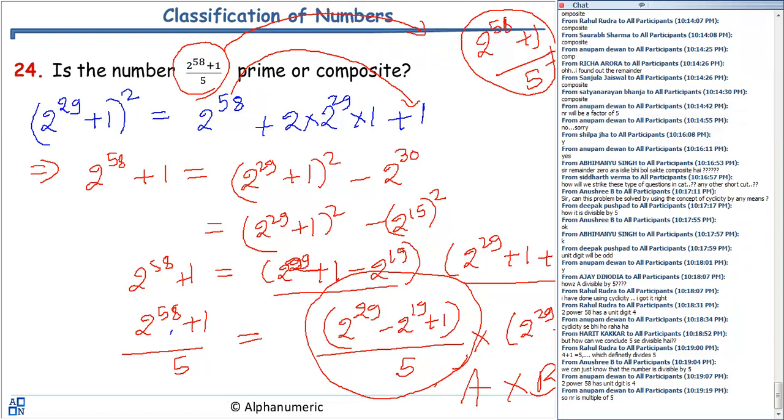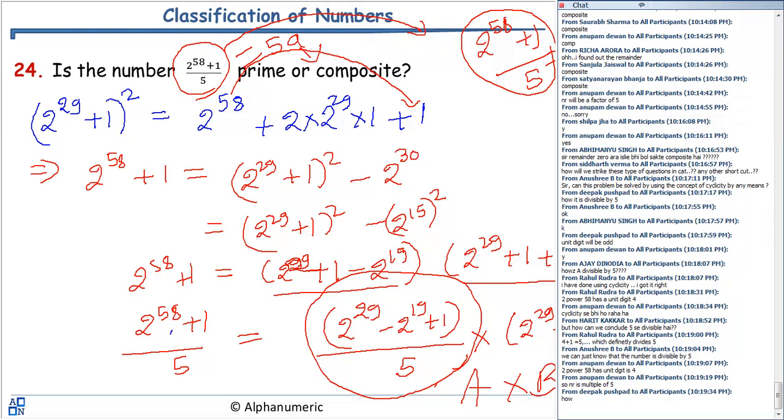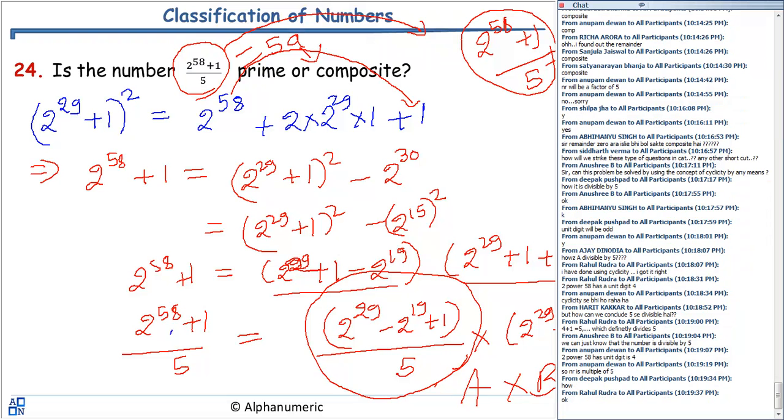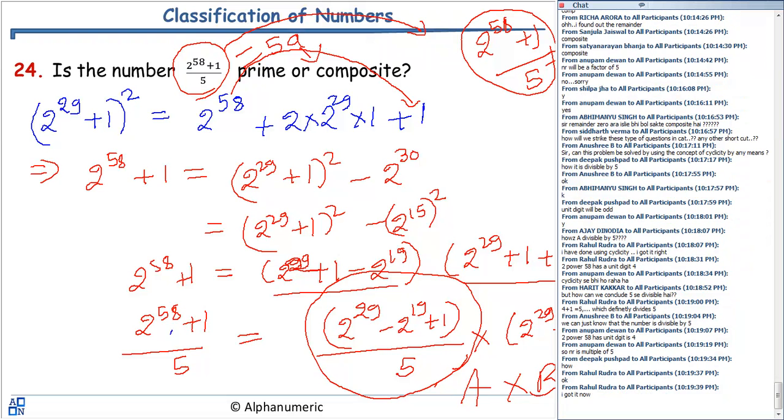No, numerator is a multiple of 5. That's right. Numerator is a multiple of 5. I can say this number is 5a. What about a? A can be either prime or it can be composite. Are you getting my point? Cyclicity से कुछ नहीं पता चल रही है. Cyclicity से ये पता चल रही है कि numerator is 5 into a, that's it. 5 into small a upon 5, which is a. Now you need to tell me whether a is prime or composite.